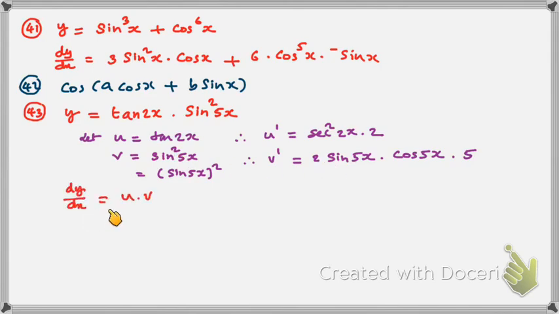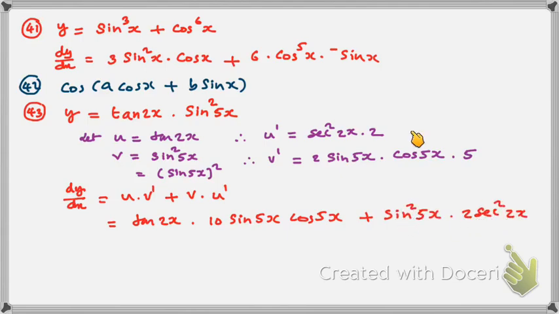Now the product rule, dy by dx is equal to u into v dash plus v into u dash. First function into derivative of the second plus second function into derivative of the first. I know all the values. I'm going to just plug it in. U is tan 2x into v dash. V dash, of course, we found here. I copy that. Plus v. V is the second function. Copy the second function sine square 5x here into u dash. U dash is done here already, which I copy. That's for you to try on your own.